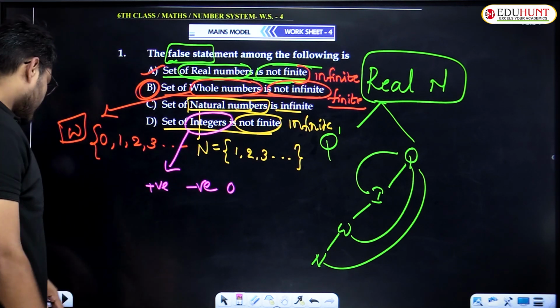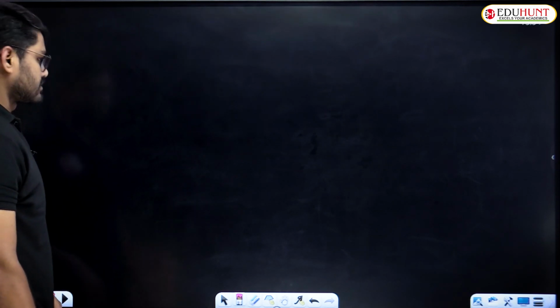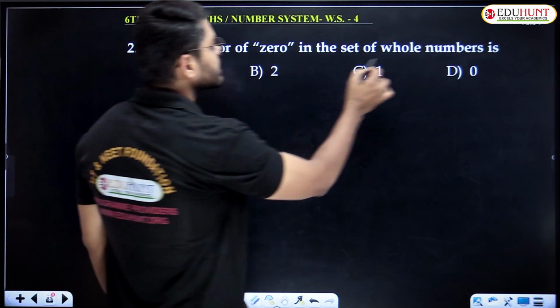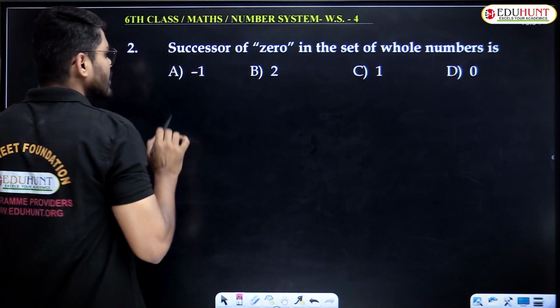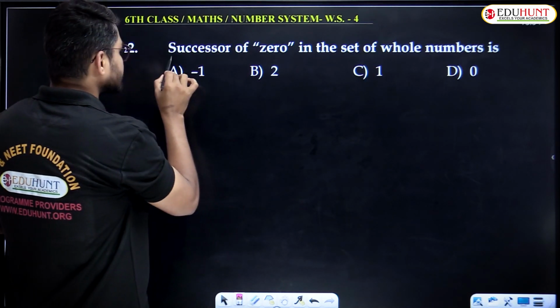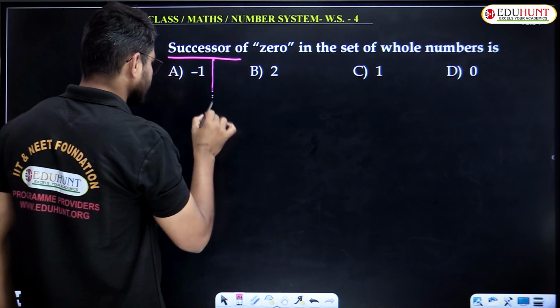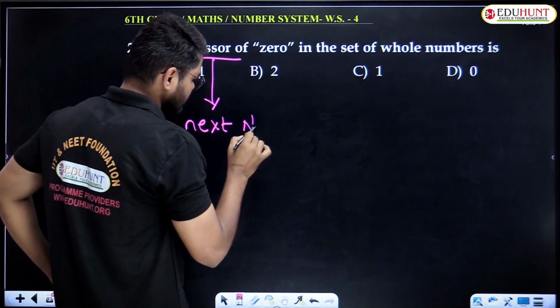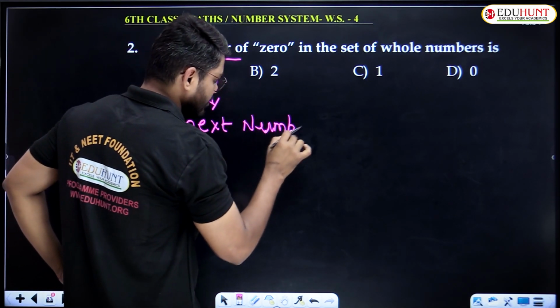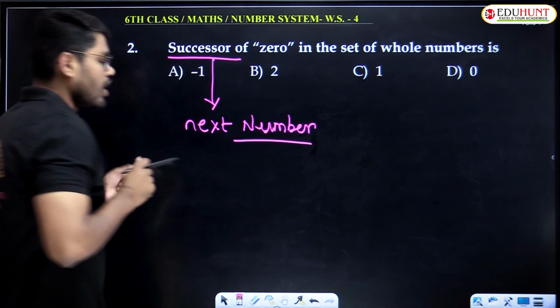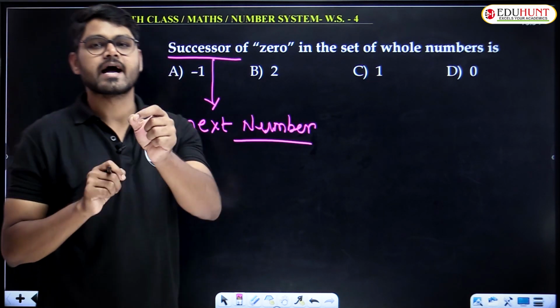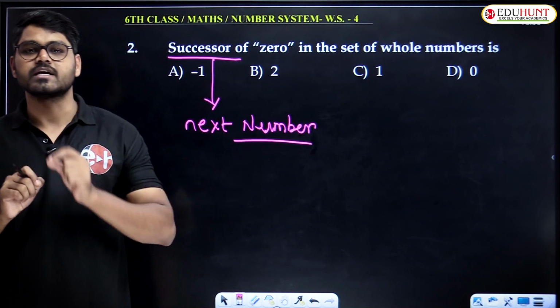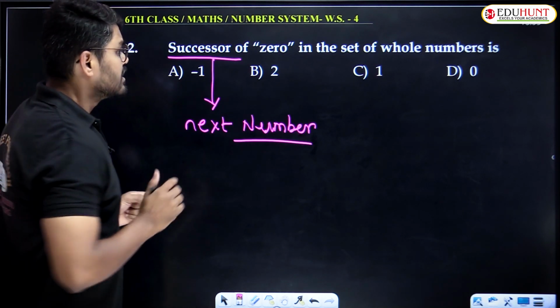Okay students, let's move on to the next question. Successor of 0 in the set of whole numbers is. First, what do you mean by successor? Successor means next number. How do we get the next number? By adding 1 to the given number, we get the successor of that number.